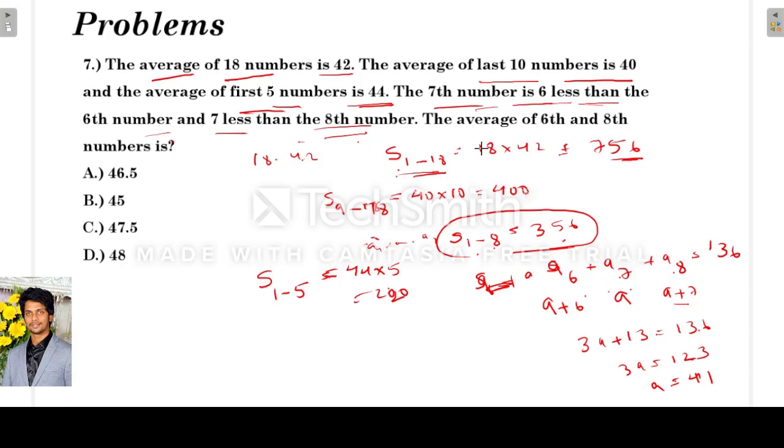So they are now asking the average of 6th and 8th. So what is the 6th one? If A is 41, the 6th one is 47, and the 8th term is A plus 7, so 41 plus 7, 48. So they are asking the average of 6th and 8th: 47 plus 48 by 2, which is 47.5.